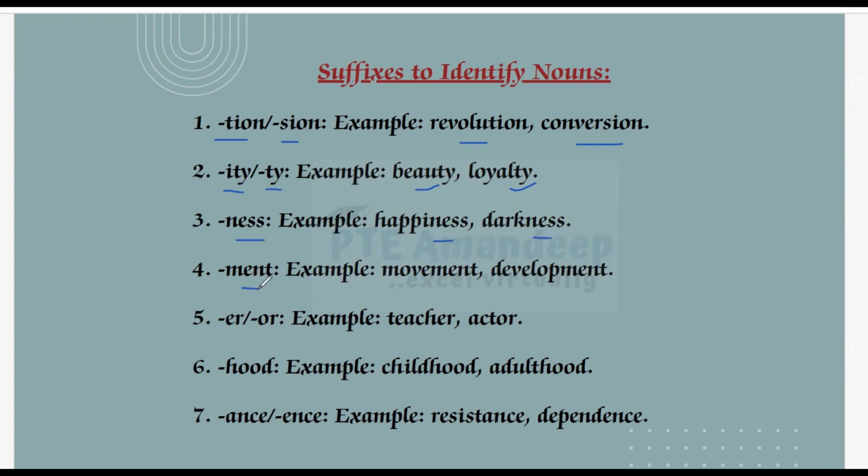Similarly, the word ending with ment could be movement, development, government, right? So these are nouns. Er or or, for example, teacher, actor. These are also nouns. Next one, hood: childhood, adulthood, right? And the last one, ance and ence: resistance and dependence.